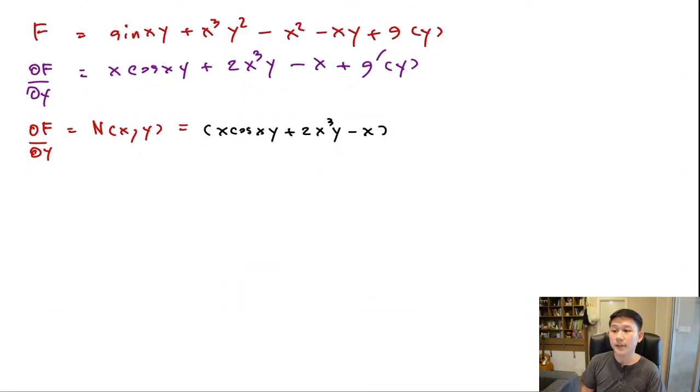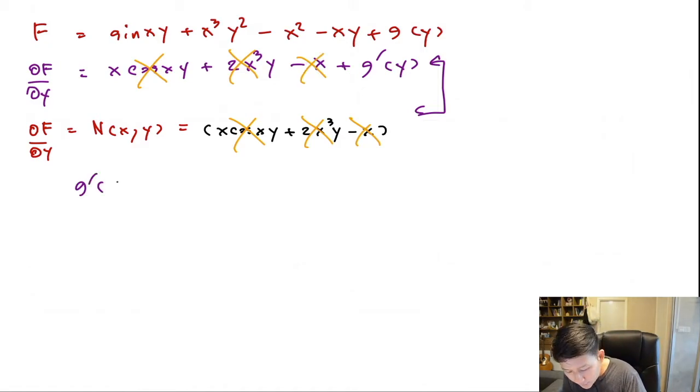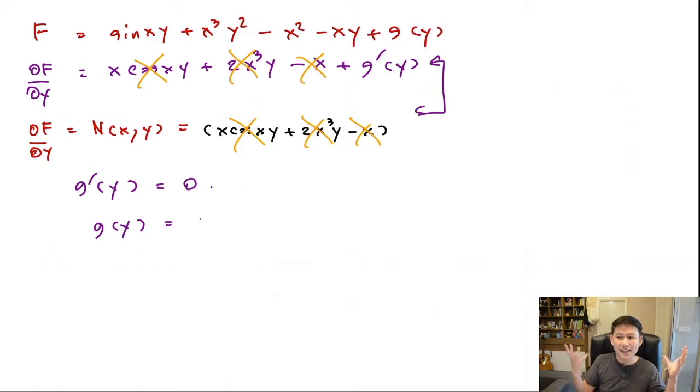Make sense? So they are equal. So I'm gonna compare, okay? So these cancel out. I use some other color. These cancel out. These cancel out. These cancel out. It means that g prime y is actually 0. Which means that g y is just a constant, right? You integrate 0, you get just a constant.